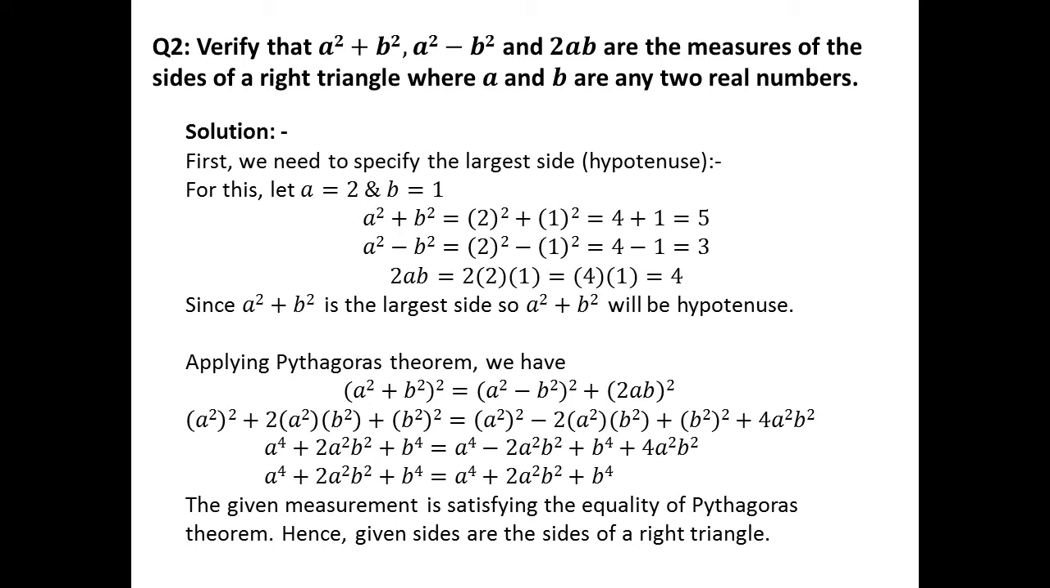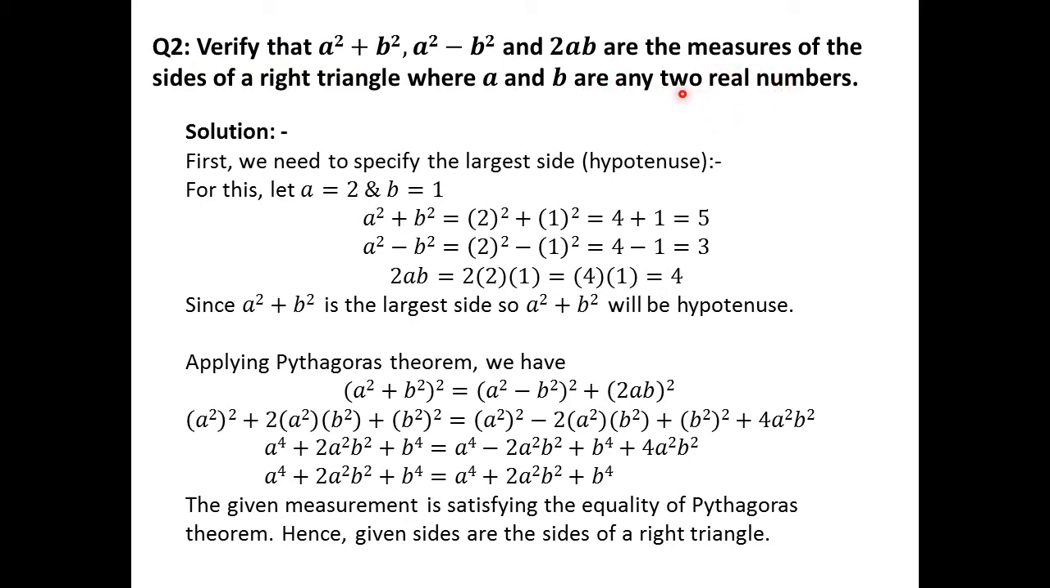Let's do question number 2 of exercise 15. The statement of the question is, verify that a square plus b square, a square minus b square, and 2ab are the measures of the sides of a right triangle where a and b are any two real numbers.